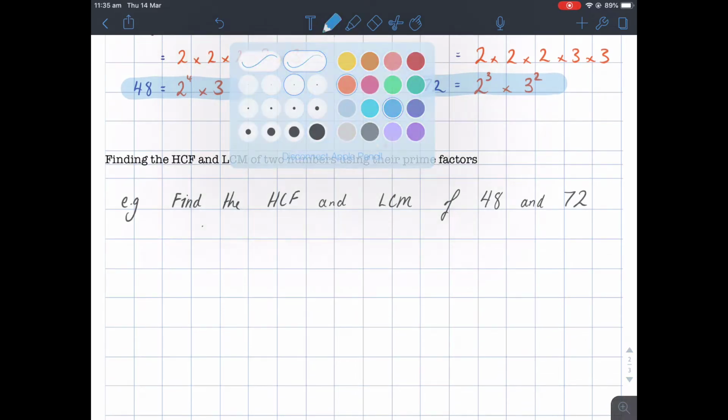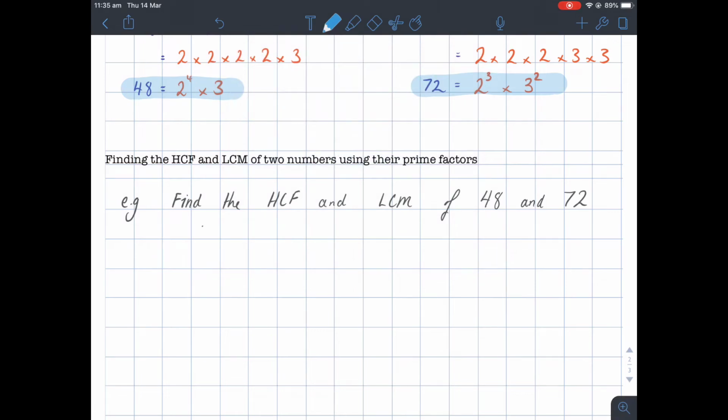What we're going to start with is writing out the prime factors for each number in expanded form. So for 48, we're going to write this as 2 times 2 times 2 times 2 times 3. And for 72, we're going to write this out in full as well, as 2 times 2 times 2 times 3 times 3.